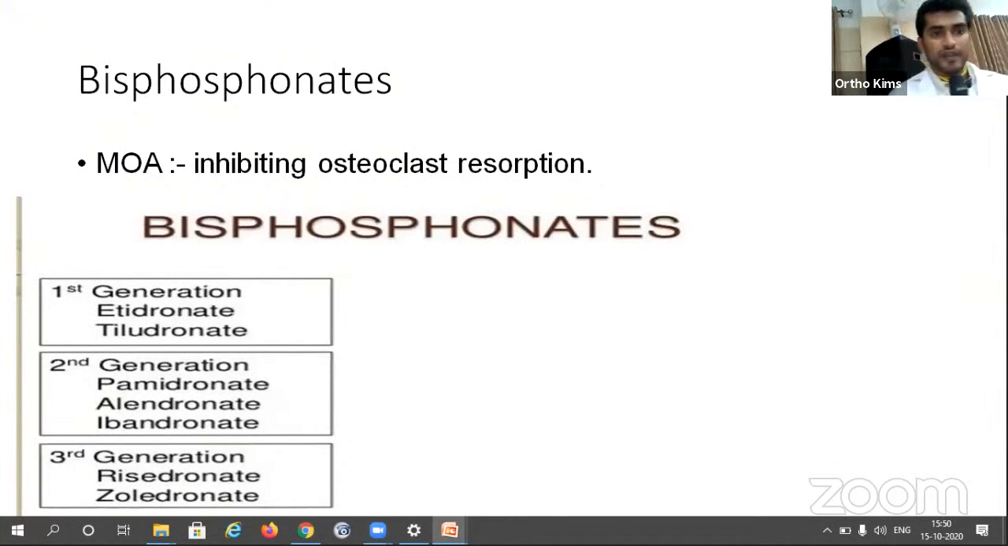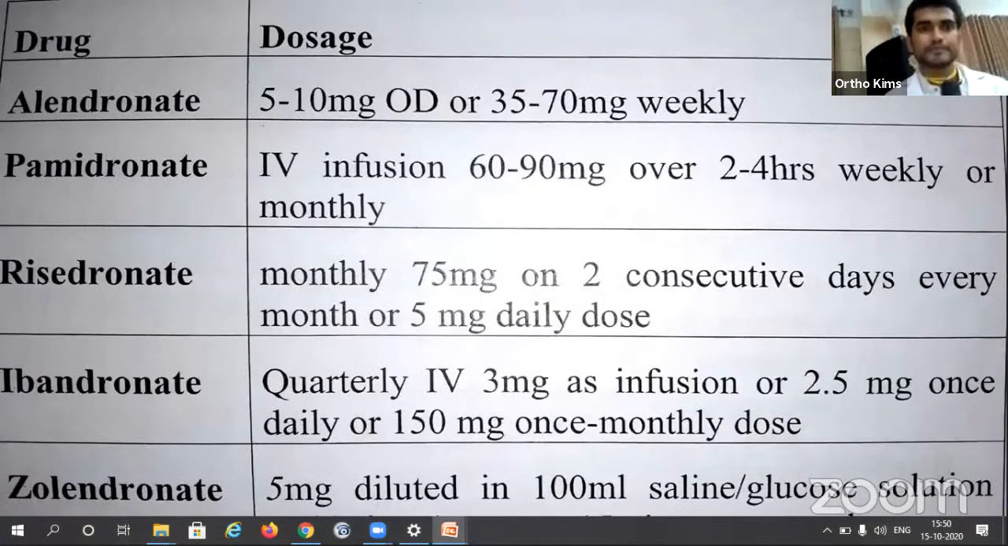Mechanism of action of bisphosphonates: it inhibits osteoclast resorption. Coming to classification, bisphosphonates are of first generation, second generation, and third generation. Etidronate and tiludronate are the first generation bisphosphonates. Second generation: pamidronate, alendronate, and ibandronate. Coming to third generation, they are risedronate and zoledronate.